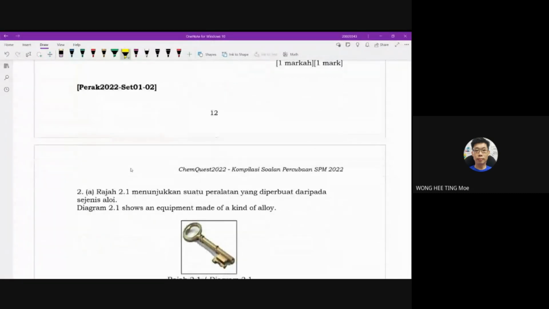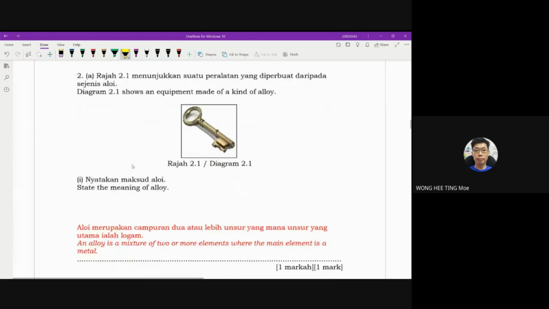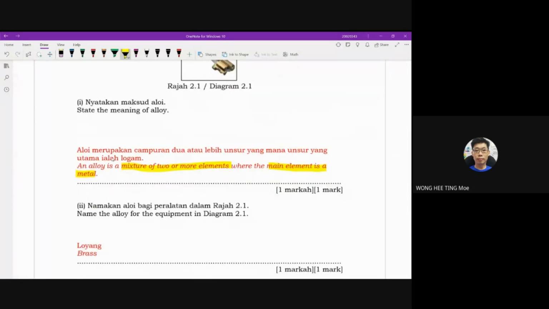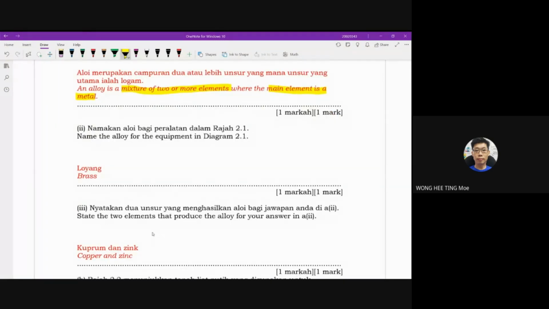Now how about this alloy? State the meaning of alloy. It's a mixture of 2 or more elements where the main element is a metal. You must mention the main element is a metal. So 1 mark. The alloy for making this key is brass. Step 2, elements that produce the alloy. In brass, what are the elements? Copper and zinc.